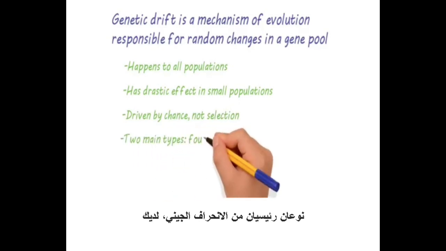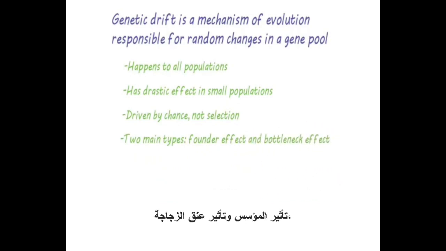There are two main types of genetic drift: the founder effect and the bottleneck effect. We'll look at some examples of both of these.